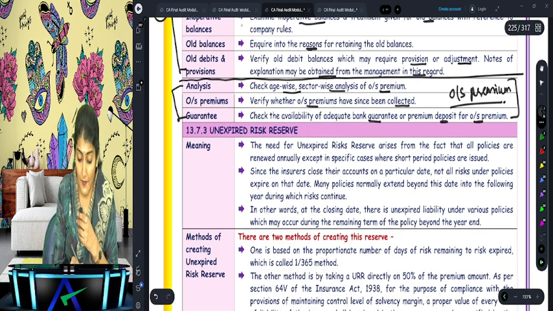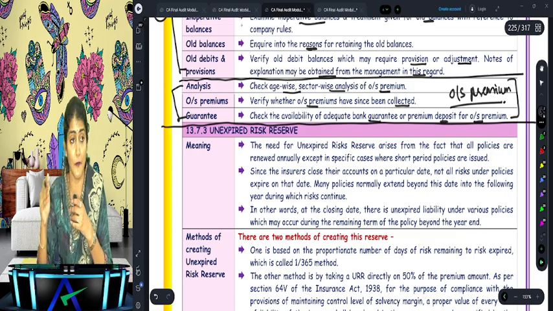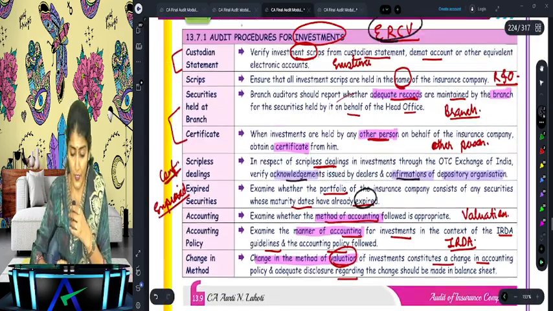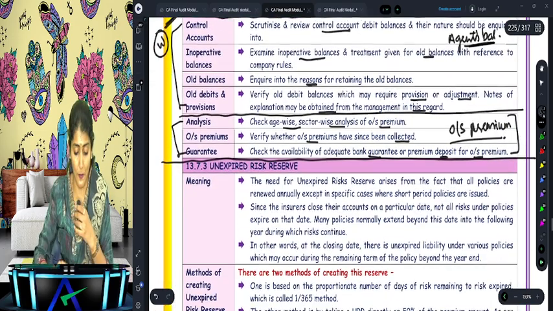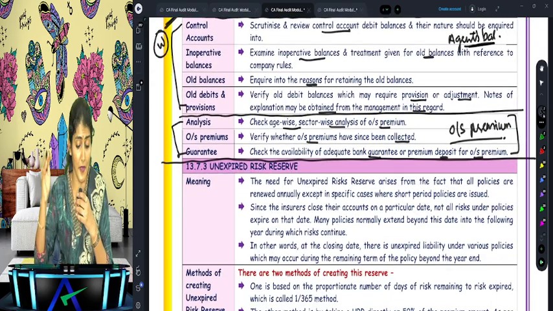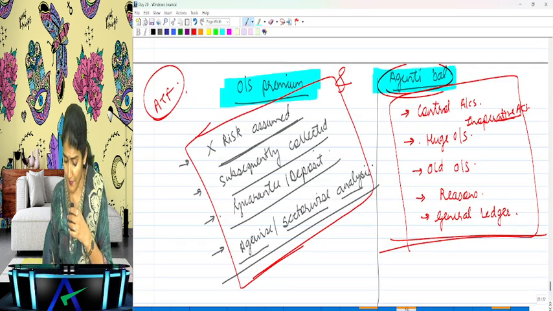Okay, then another balance sheet item of the insurance company is the unexpired risk reserve. Right, what have we discussed so far in the balance sheet items? Investments. Then we talked about the outstanding premium and the agent's balances. Now we are talking about the URR. What is URR? The unexpired risk reserve.